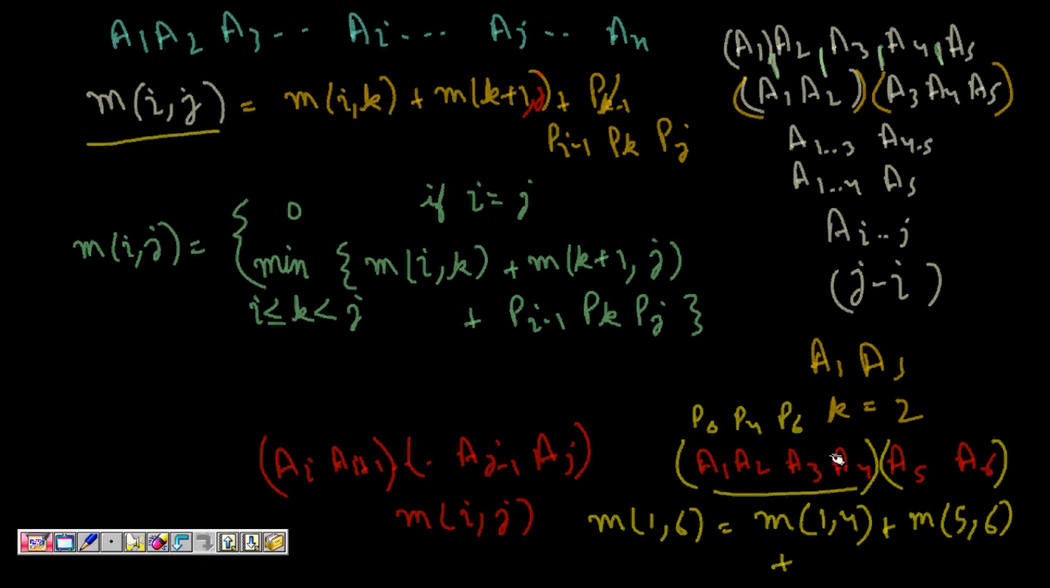So we have this of size p0 cross p6, and the total cost will be p0, p4, p6. So I write it here. This is the cost of putting parenthesis and dividing it into two halves. So now I say that, okay, there are only 5 possible ways of doing parenthesis here.